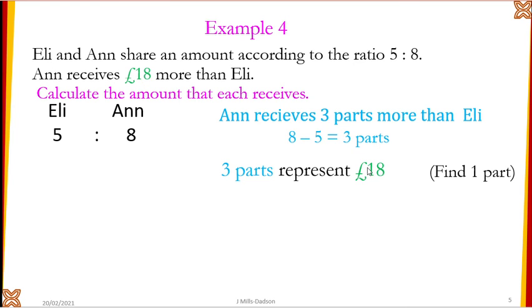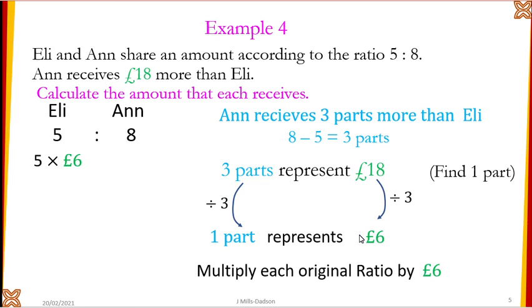So if 3 parts is 18, let's work out 1 part. You divide it by 3, do the same to the other side. Divide by 3. So you can see that 1 part represents 6 pounds. Once you know 1 part, it's easier to work out any other part. So we need to multiply each of the ratio by 1 part, which equals 6. So Ellie is 5 times 6, and Anne is 8 times 6, and it's 30 pounds for Ellie, 48 pounds for Anne. And you will see that the gap between 30 and 48 is what? 18 pounds. That's what the question gave us from the beginning.